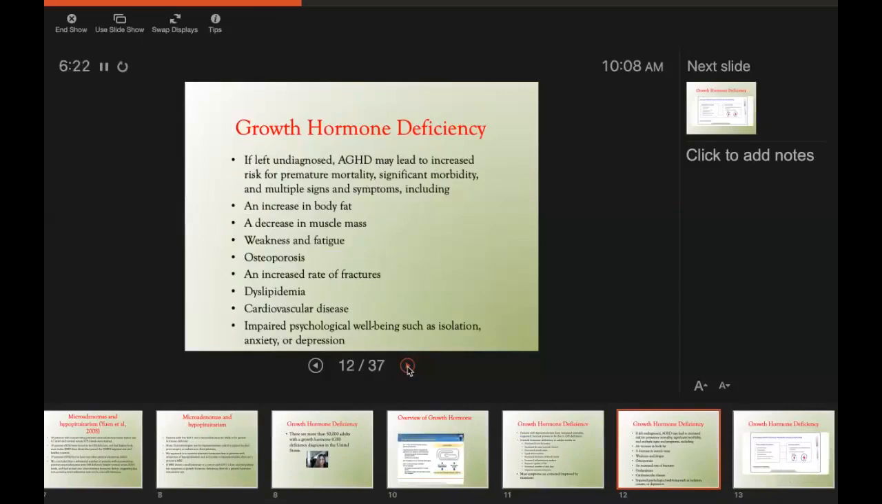And if left undiagnosed, adult growth hormone deficiency leads to increased risk of premature mortality. Significant morbidity means you're sicker. You have multiple signs and symptoms, including increasing fat and body mass, decreased muscle mass, weakness, fatigue, osteoporosis, increased rate of fractures, dyslipidemia, meaning high cholesterol, heart disease, impaired psychological well-being, such as isolation, anxiety, or depression. Bad lipid panel, high bad cholesterol.